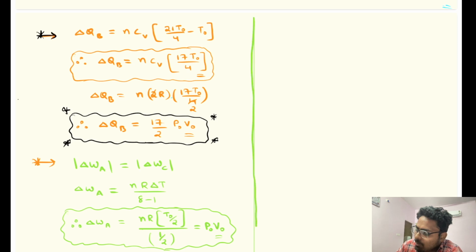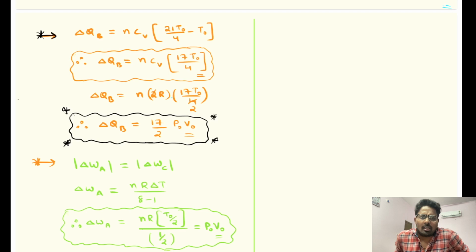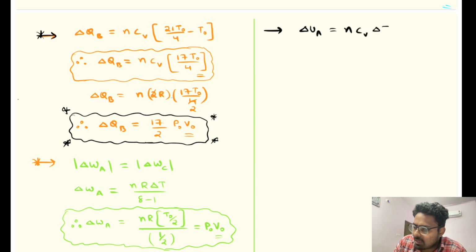After I got the work done in compartment A, as I already said, for finding delta U we don't need to know what type of process it is undergoing, right? That means delta UA you can easily find. Sir, why? Because it's irrespective of the process. I know the formula is nCv delta T. So the delta T part I have already found. Whatever delta T is there in compartment B, the same delta T will be there in compartment A, because initial and final temperatures are the same.